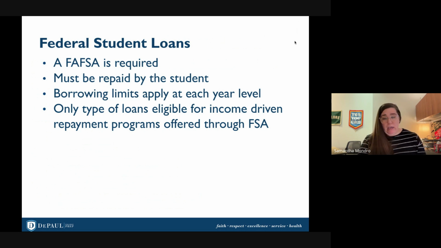The federal government has put some borrowing limits in that apply for each year of college. So freshmen are able to borrow less than seniors. That number increases over the years, but there is a limit on how much you can borrow, and the maximum is $31,000 through the federal government. There are income-driven repayments for certain types of loans, though some of those programs are being looked at more specifically right now. But one of the great things about federal loans is that sometimes they have more favorable terms in terms of repayment as well.